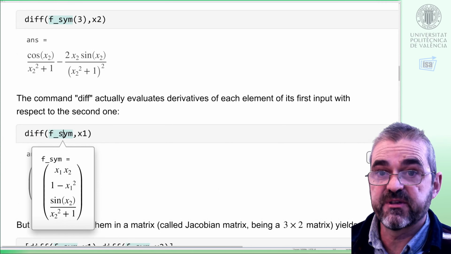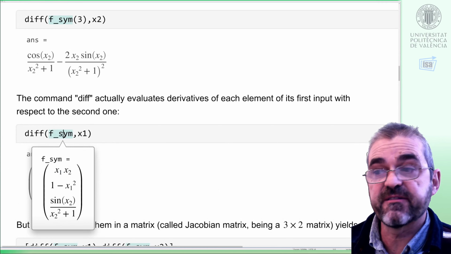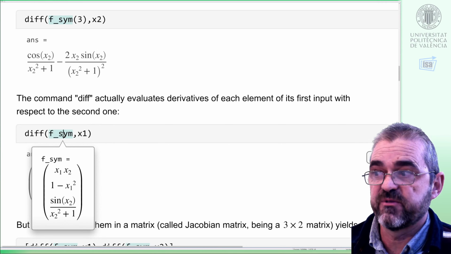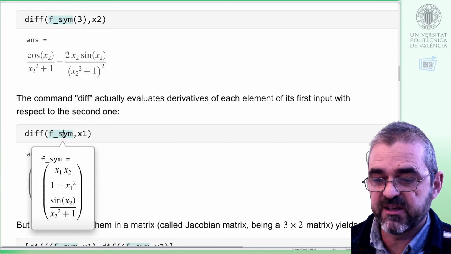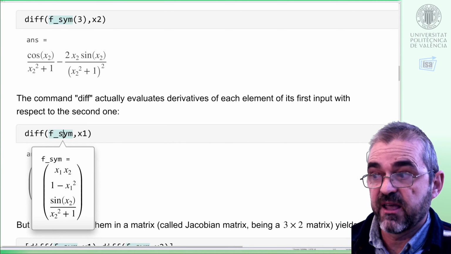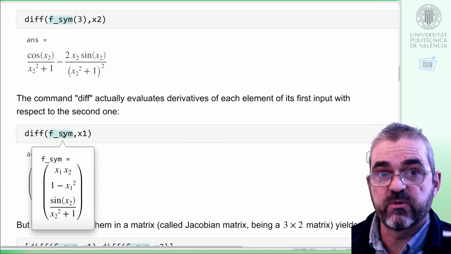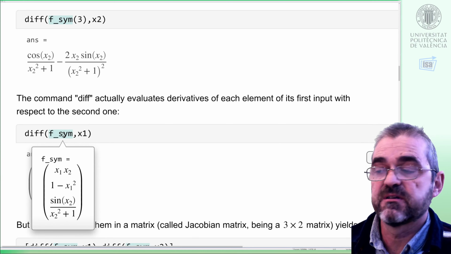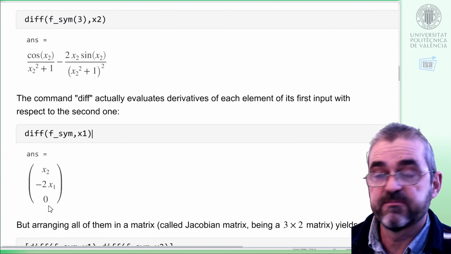If the first argument to diff is a vector of expressions, then it takes the derivative of each of them. So if we differentiate, for instance, all of fsim with respect to x1, then we get x2 minus 2x1 and 0, because the last one does not depend on x1. So this is what the diff command outputs.